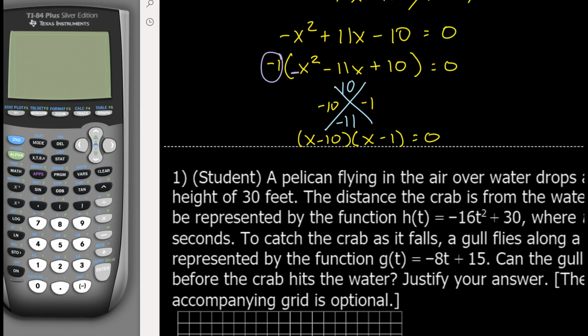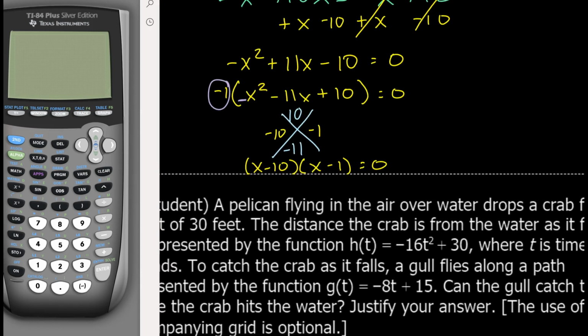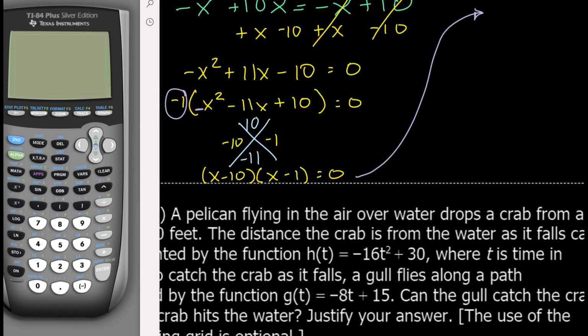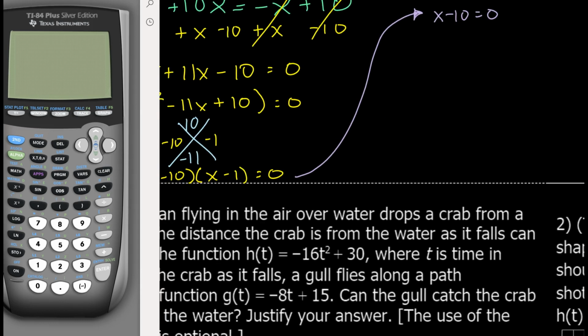Okay. How do I then take my factors and find solutions? You set them equal to 0. So we have x minus 10 equals 0 and x minus 1 equals 0. So to get the x by itself, I add 10 over. x equals a positive 10, and I add 1 over. x equals 1.